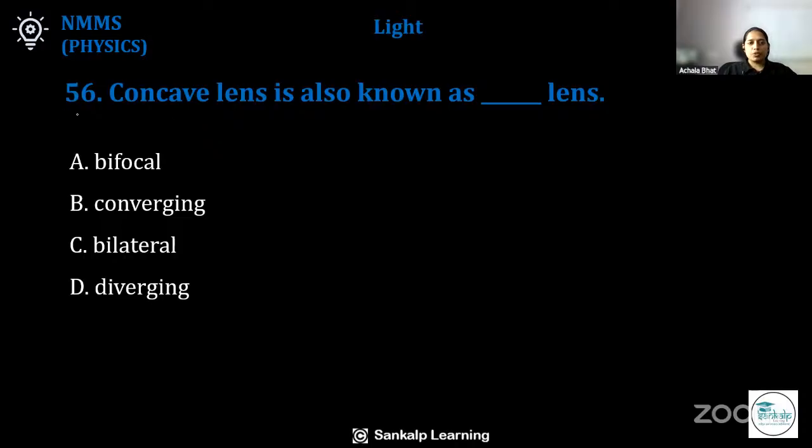Let us see question number 56 of NMMS Physics Chapter Light. Concave lens is also known as dash lens. A. Bifocal. B. Converging. C. Bilateral. D. Diverging.